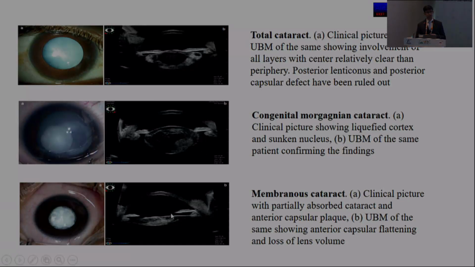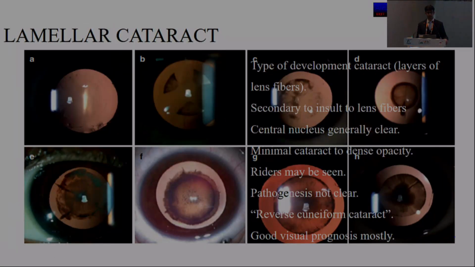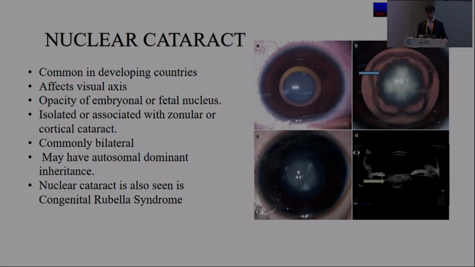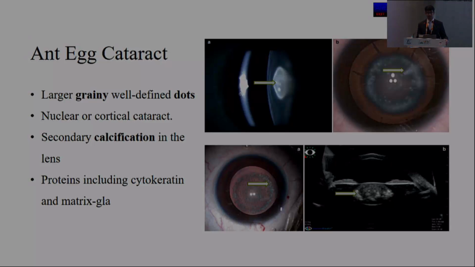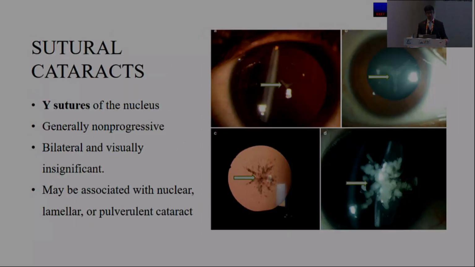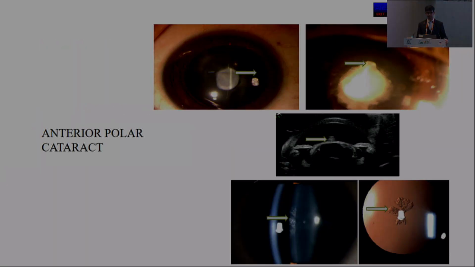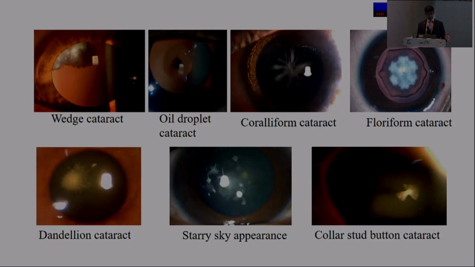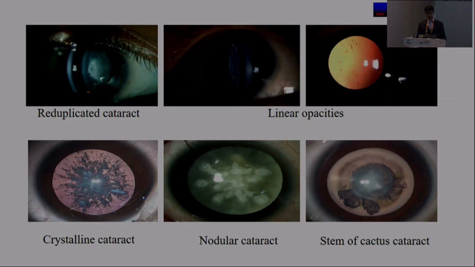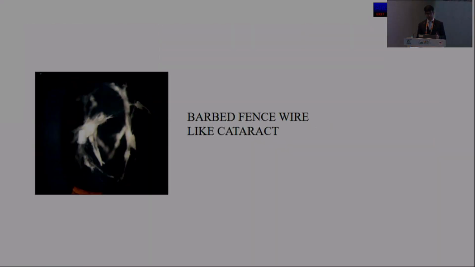In picture C, the lens volume has been lost because of egress of fluid from the microleaks, and you can see it's a membranous, partially absorbed cataract. This is a lamellar cataract. This is a nuclear cataract, pulverulent or powdery cataract, an ant-egg cataract or cataract with calcific foci, cerulean cataract, sutural cataract like an inverted Mercedes-Benz sign, and other miscellaneous classifications like anterior polar, anterior subcapsular, posterior polar. These are all different kinds of cataracts which we have rarely encountered in our practice. This is a typical barbed fence wire-like cataract, though these are quite uncommon.